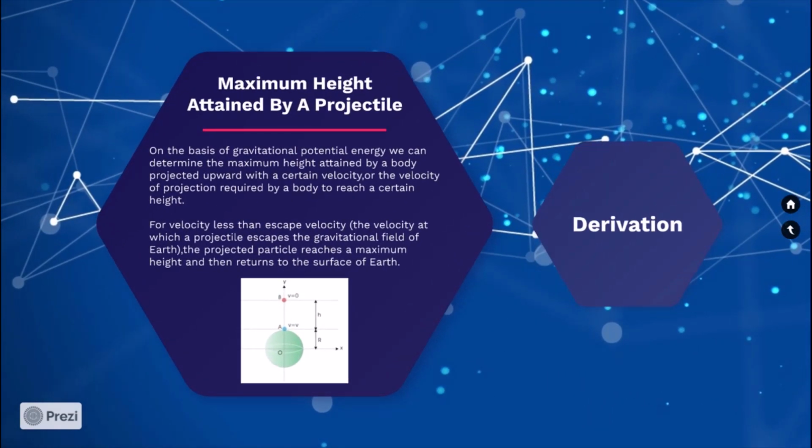Maximum height attained by a projectile. On the basis of gravitational potential energy, we can determine the maximum height attained by the body projected upward with a certain velocity or the velocity of the projectile required by a body to reach a certain height.